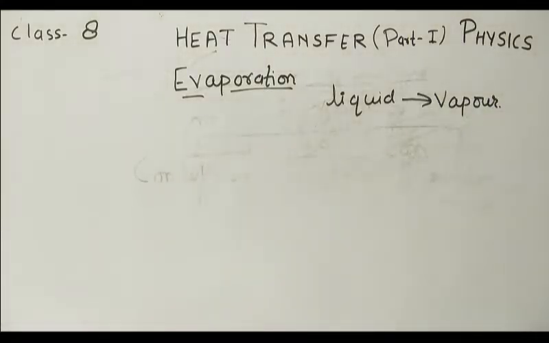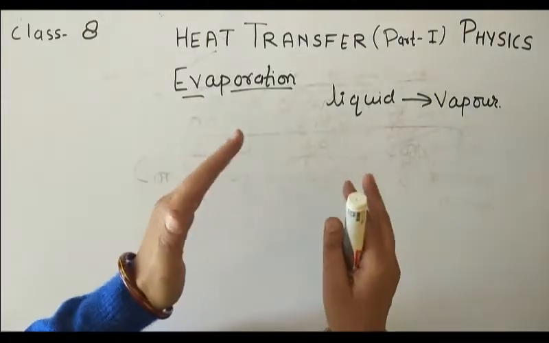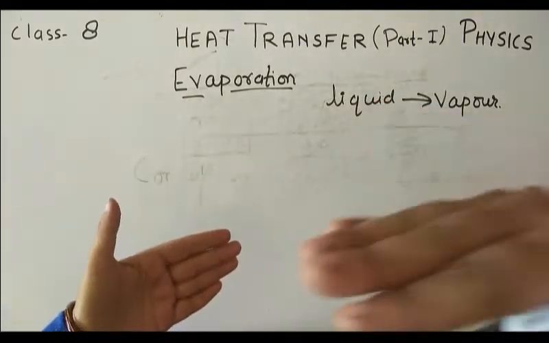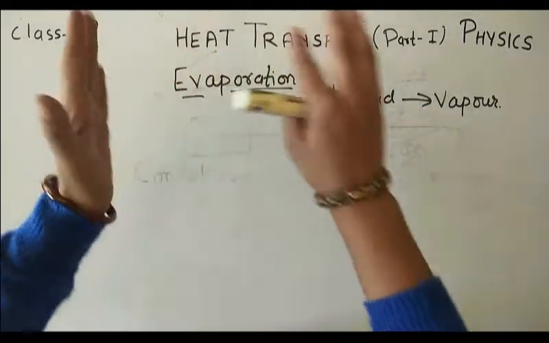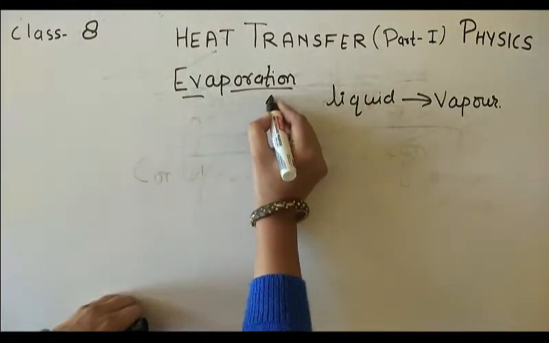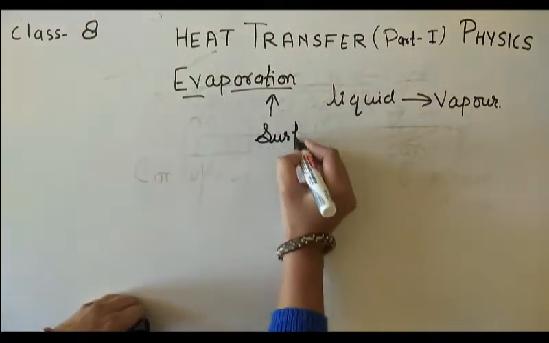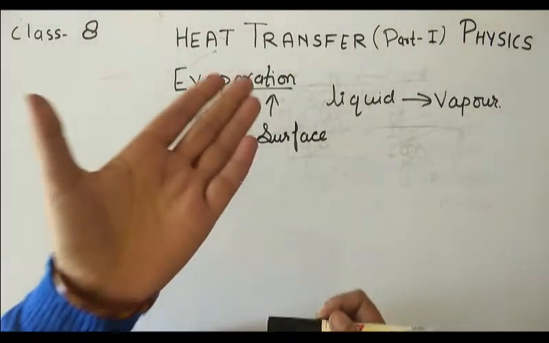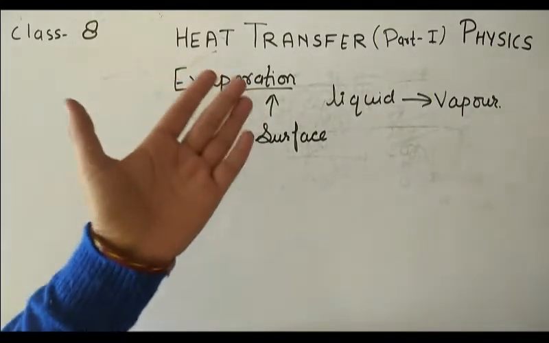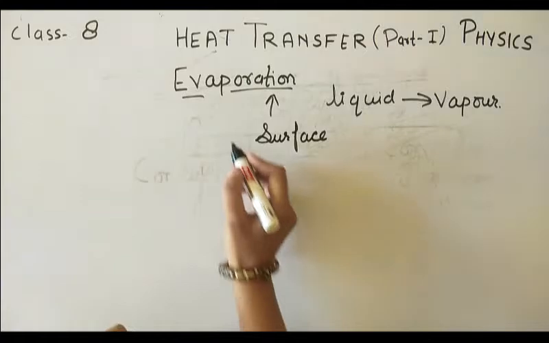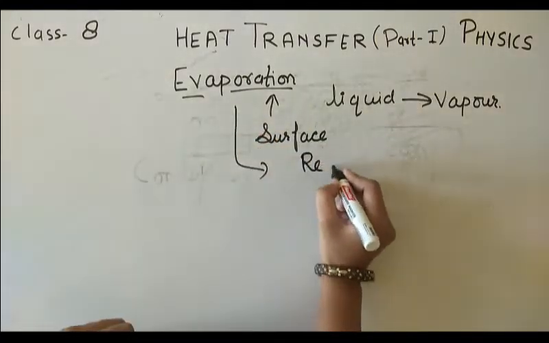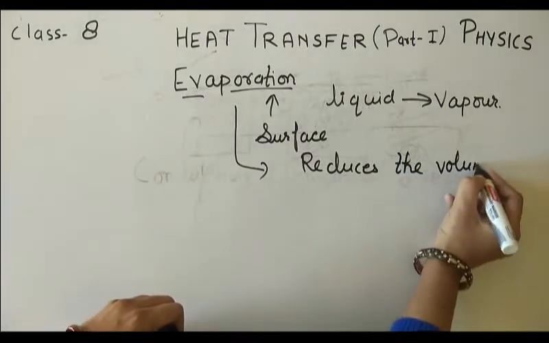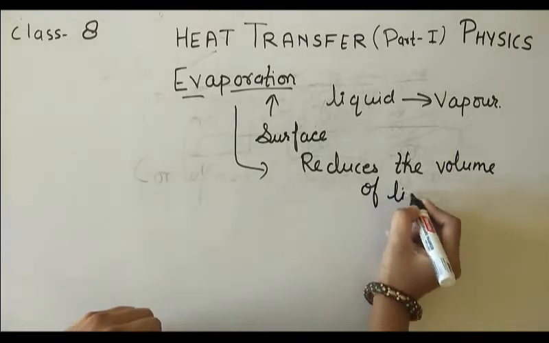this is the evaporation. And evaporation is a change of state that occurs below the boiling point, that means at a temperature below the boiling point, evaporation occurs. And evaporation occurs at the surface, it does not occur in the complete liquid, it occurs at the surface. And whenever evaporation occurs, it reduces the volume of the liquid.